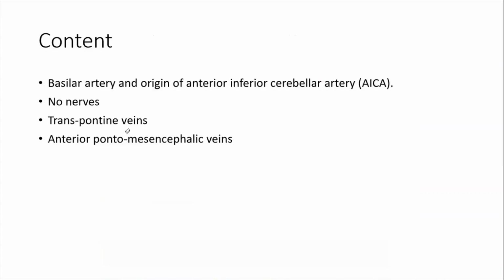The contents of the prepontine cistern are the basilar artery and its origin, and the origin of the anterior inferior cerebellar artery. There are no nerves passing through the prepontine cistern. The transpontine vein and the anterior pontomesencephalic membrane veins are also contents.